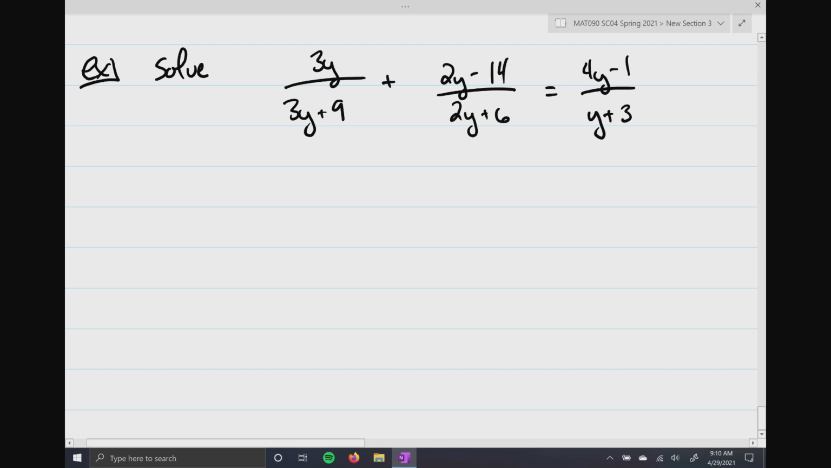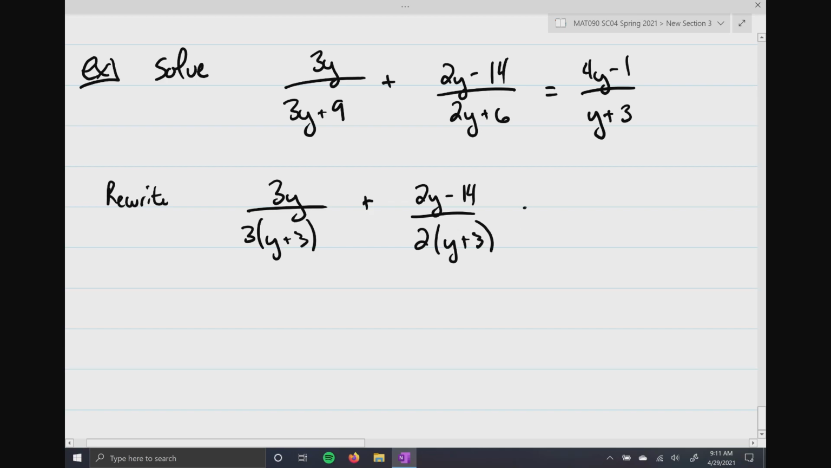Now, first thing I do is I factor out all the denominators. I just factor them real quick. I know I need to do that, so I'm going to factor them real fast. So I just rewrite it: 3y over 3 times y plus 3, plus 2y minus 14 over 2 times y plus 3, equals 4y minus 1 over y plus 3.